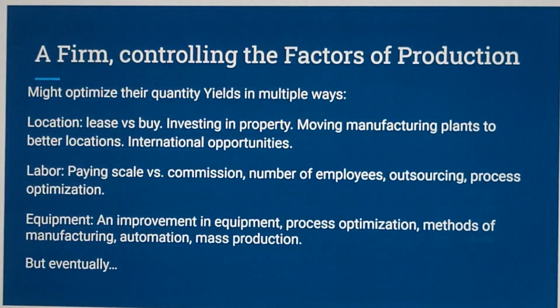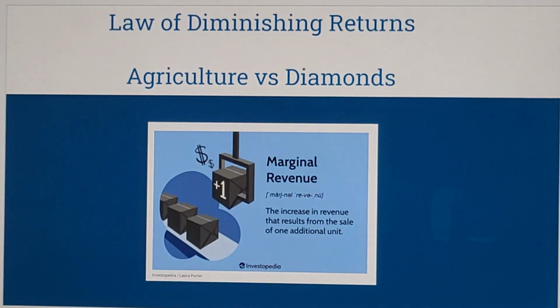A firm controlling the factors of production might optimize their quantity yields in multiple ways. Location, labor, and equipment can all be manipulated, especially on the international market, for their greatest yields, but eventually the law of diminishing returns asserts itself. For this example, I use two products as a comparison: agricultural products versus diamonds.